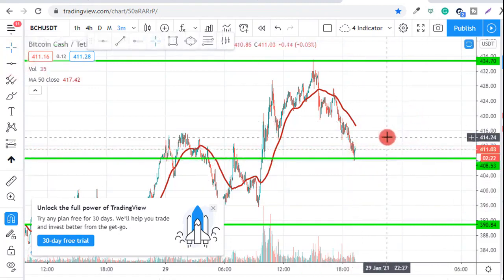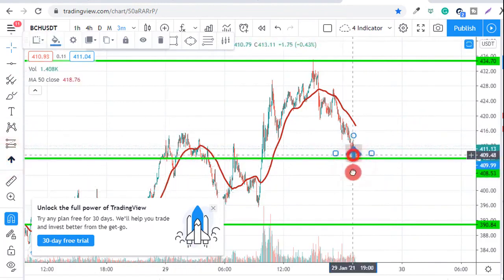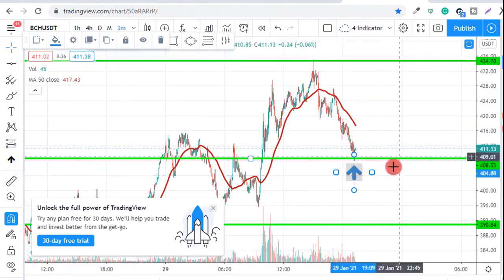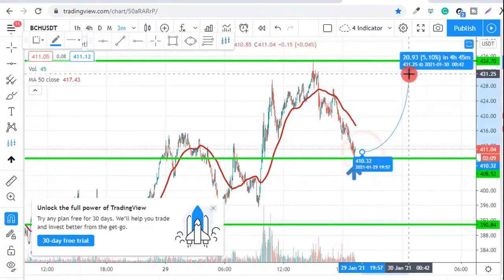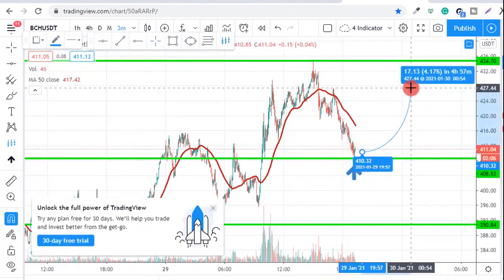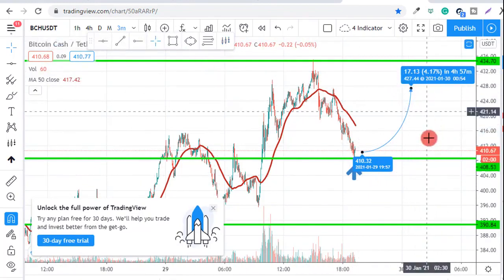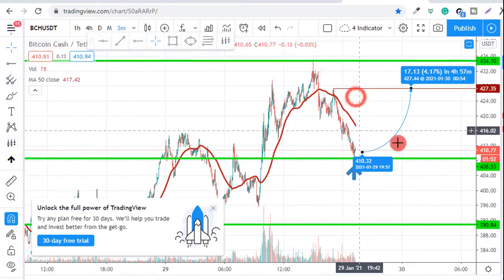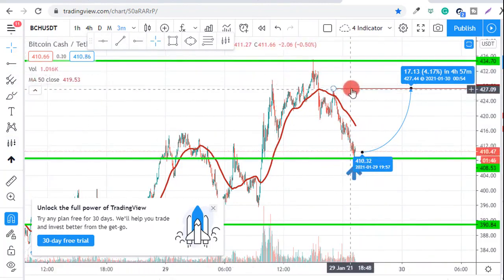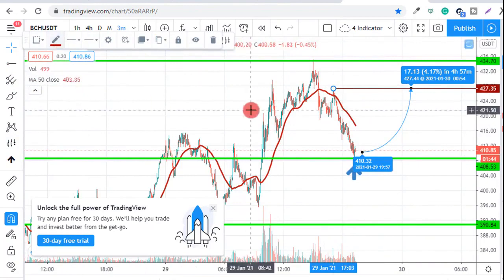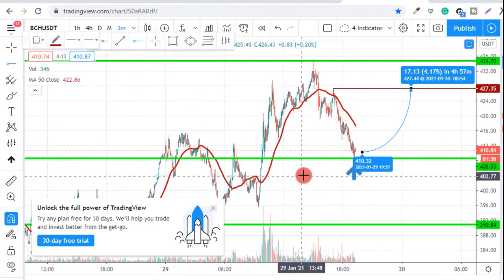So if you are buying, it's always good to buy at the support, buy low or at the support, and sell high. So right now I am going to be buying Bitcoin Cash here and hopefully sell around here, around 427. So that's what I am going to be doing, and my stop loss will be around here.